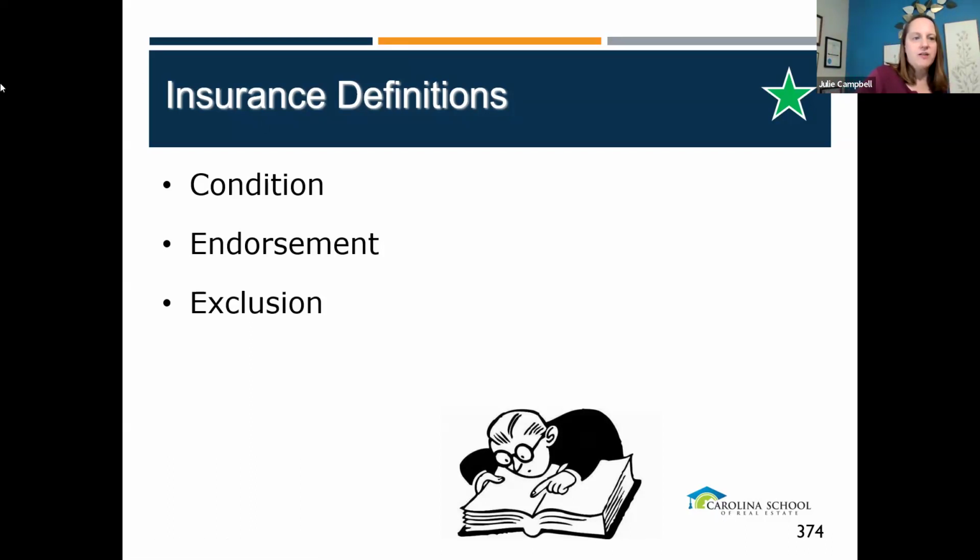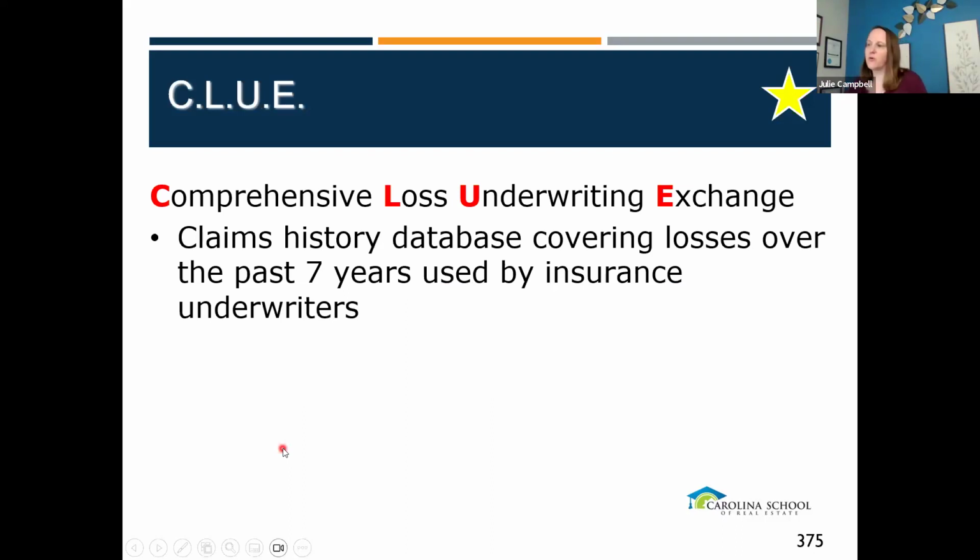Anytime anybody is applying for new insurance, one thing the insurance agent will always pull is something called a CLUE report. The CLUE report is our comprehensive loss underwriting exchange. It is the insurance agent's database. It has a history of all claims made in the last 7 years. If the people or the property have a lot of claims in the last 7 years, premiums may be higher. If they have a history of filing claims, premiums may be higher.